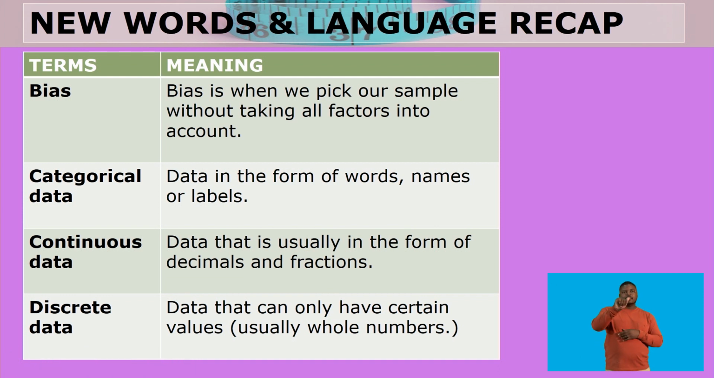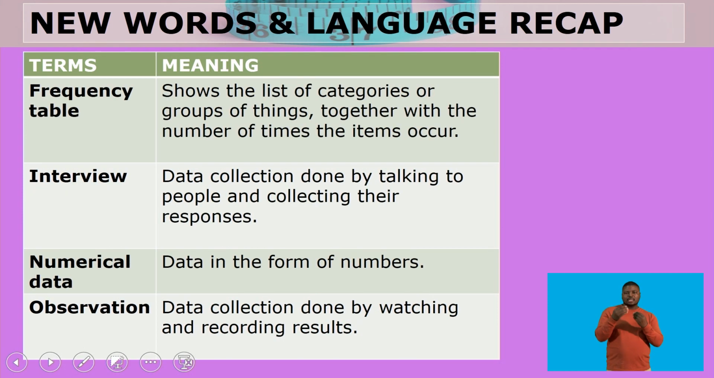Bias. Bias is when we pick our sample without taking all factors into account. Categorical data. Data in the form of words, names, or labels. Continuous data. Data that is usually in the form of decimals and fractions. Discrete data. Data that can only have certain values, usually whole numbers. We then have the frequency table, which we've done a few of, shows the list of categories or groups of things together with the number of times the items occur.